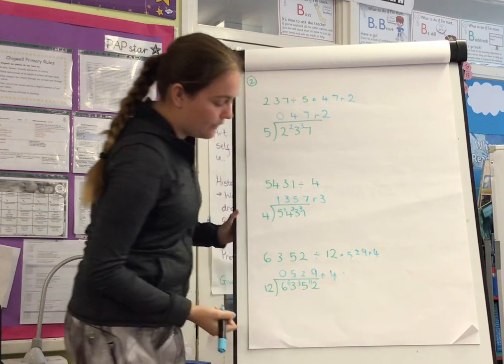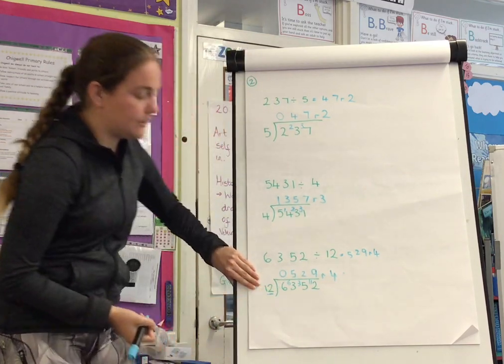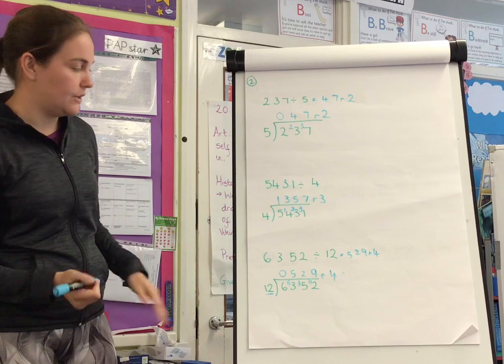So the answer to this calculation would be 529 remainder 4. And although I've got a 2-digit number here, because I know my 12 times tables, it works exactly the same as my other 2-digit numbers.